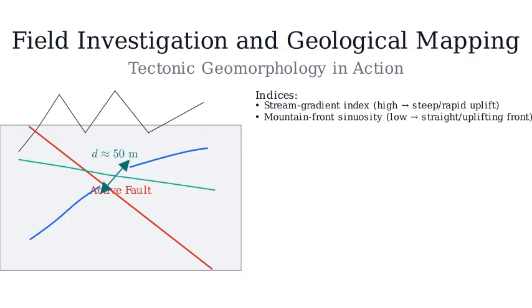High stream gradient segments and straight mountain fronts often cluster where uplift rates are high. Offset rivers across faults record cumulative slip. We can measure the offset distance directly in the field.